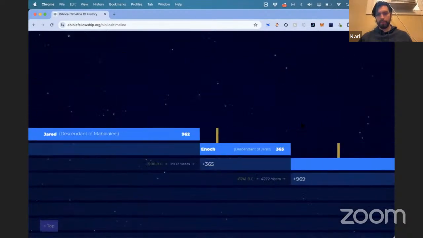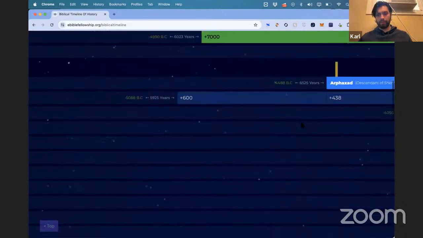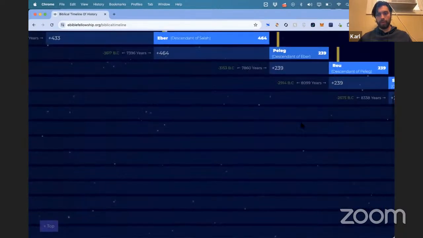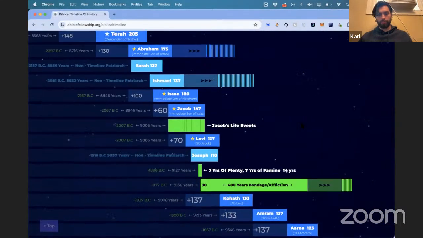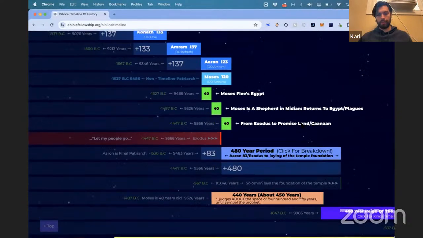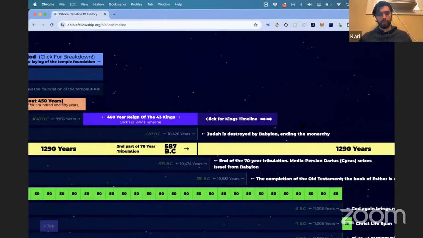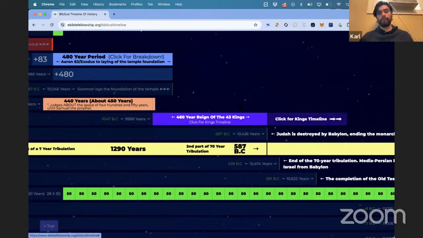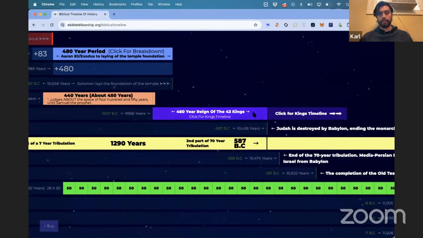Okay. So we're going to pick up where we left off with the Kings. If you scroll down on the timeline, we're going to go to the Kings tab. And this was also changed here. To get to the Kings tab, you no longer click this button here. You actually click right here. So click here for the Kings timeline.